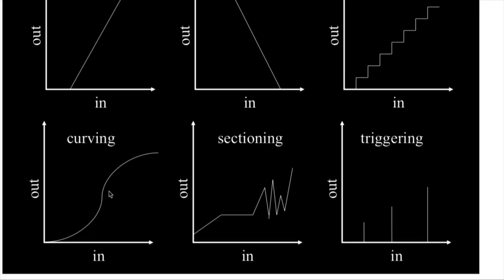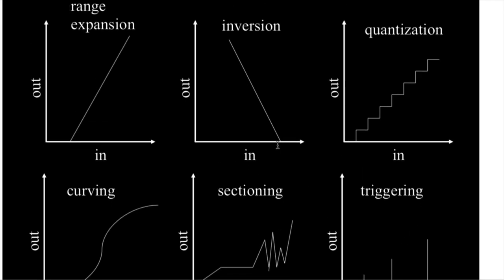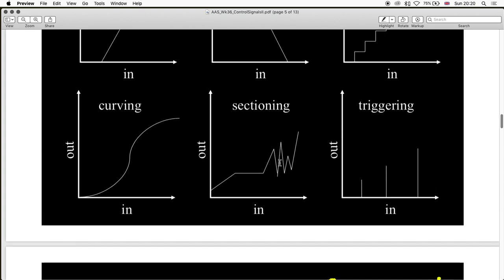And then a few more. Obviously, curving kind of speaks for itself. What I've just mentioned, sectioning, meaning that I have different sections. So here I have a kind of linear transfer. Here I have nothing happening in the middle of the range, and then I have something chaotic happening. I can also produce multiple triggers like that. So there are many options there for you.